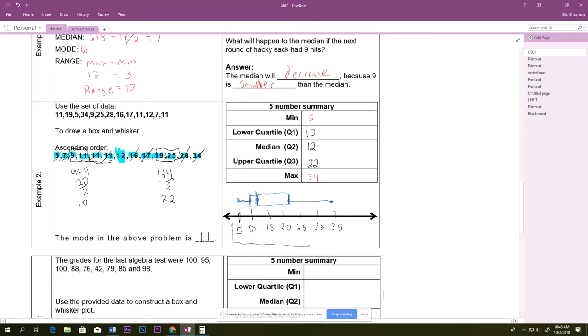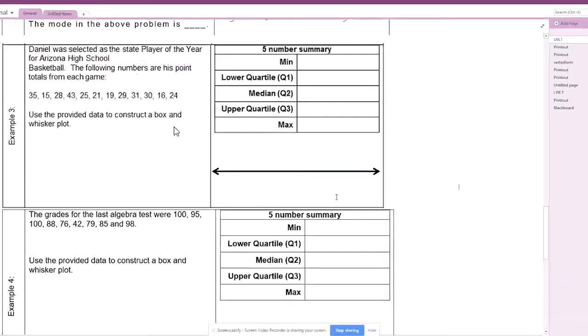Notice that my number line is scaled. It's simply not just these numbers, okay, but it counts incrementally up till we include all of our numbers. So this is a number line that is scaled. So I'm counting by fives here. I'm not just putting these numbers down here, okay, and drawing a box and whisker. That's not how it works.